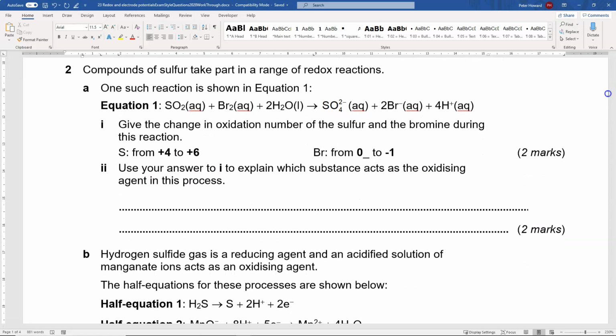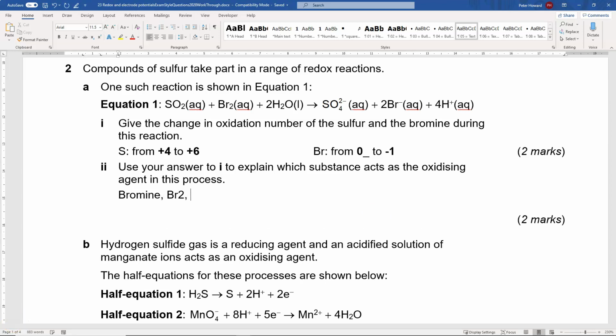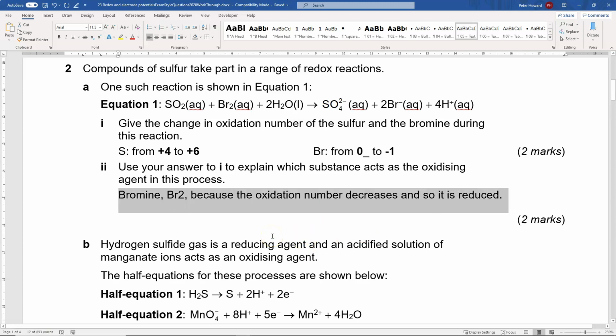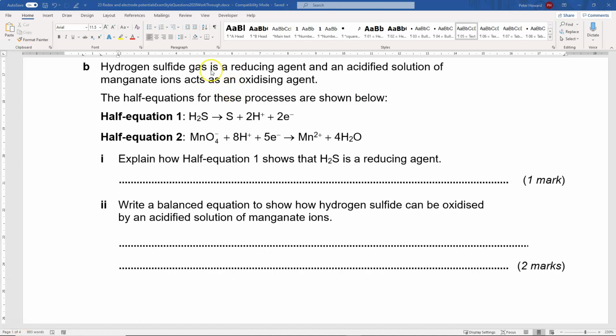Next question is, use your answer to part I. As it's using part I, this cannot be answered in terms of electrons, but must be answered in terms of oxidation numbers. So again, bromine, or Br2, you couldn't just write Br, and I'm going to sort the format out in a second. The reason is because the oxidation number decreases, and so it is reduced. The other way to think about it is, what is oxidized? Sulfur is oxidized, so whatever else is present in the reaction which is changing oxidation number must be the oxidizing agent.